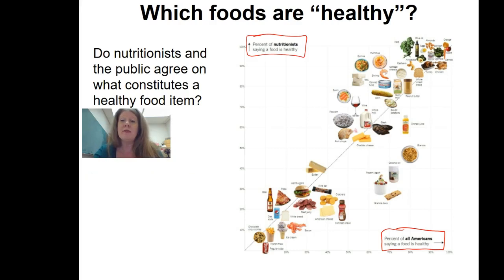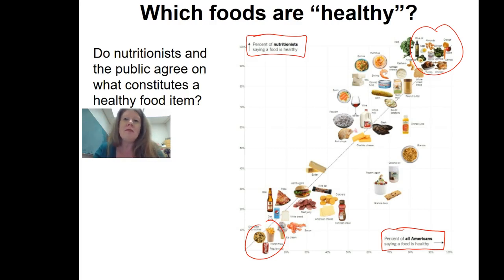So, for example, if we look up here, there are certain items like there are lots of vegetables and fruits, and chicken is up here. So a large percentage of Americans think those particular items are healthy, and a large percentage of nutritionists also think those items are healthy. Down here, there are French fries and cookies and soda. So a small percentage of Americans think those items are healthy. A small percentage of nutritionists think those items are healthy. So within this plot, each food item is represented with a different symbol.